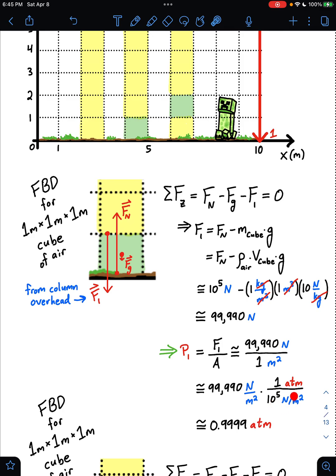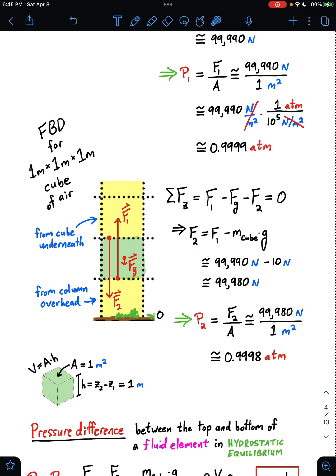And let's convert that to atmospheres. We know there's about 10 to the 5th newtons per square meter in an atmosphere. So newtons per square meter cancels newtons per square meter. And the air pressure at 1 meter above the ground is therefore 0.9999 atmospheres. So a little bit less here than at the ground where it is 1 atmosphere, just a little bit less than 1. Okay, let's next look at this green cube, the one just above the bottommost one.